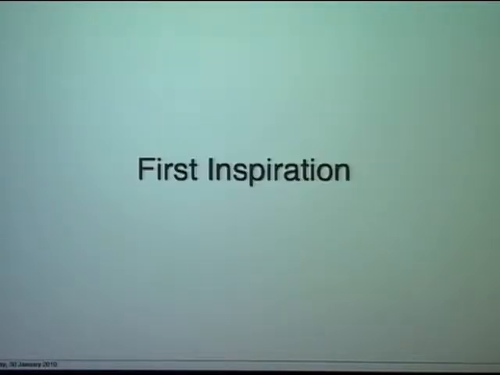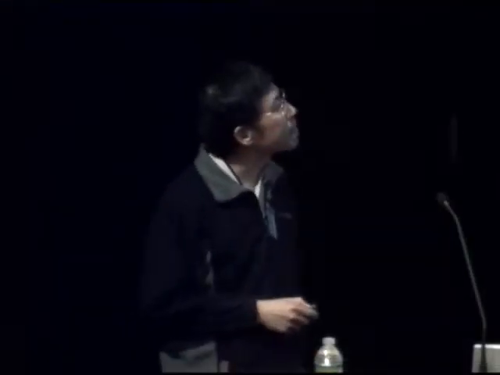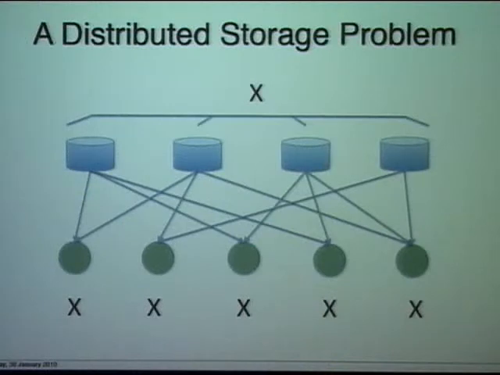Now, I'm going to talk about the first inspiration, or how the idea of network coding came about. We look at a distributed storage problem. You think of these cylinders as disks where you can store some information. We have an information source X, which is stored in some coded and distributed manner among these disks. And there are nodes that have access to some of the disks in some arbitrary ways. The goal is that all of these nodes would be able to reproduce the information source X exactly.